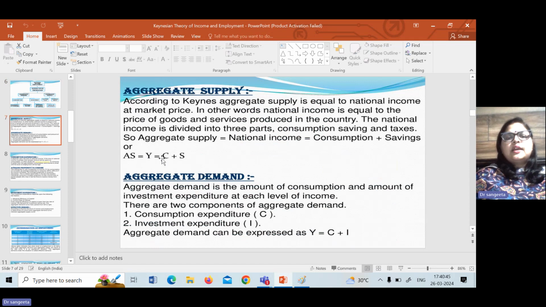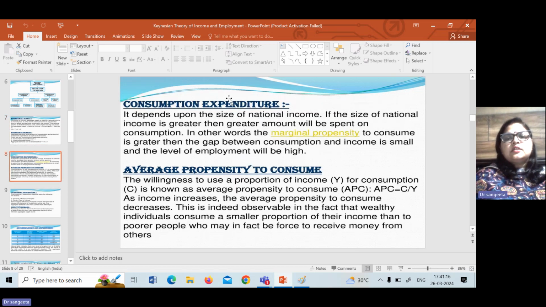AS stands for aggregate supply, which is equal to Y. Y means level of income, which is divided into consumption and saving. The sum of consumption and saving is equal to our income level. Further, aggregate demand includes C plus I, C for consumption and I for investment. Either we consume or we invest. Consumption expenditure further depends upon the size of national income.